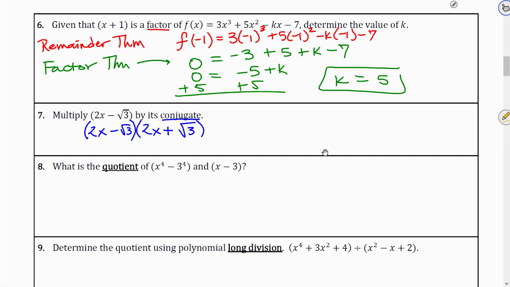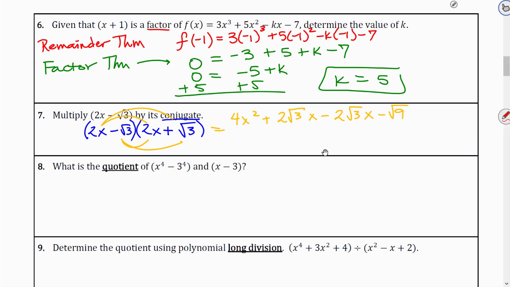I'm going to distribute. 2x times 2x is 4x squared. 2x times root 3 is plus 2 root 3x. Negative root 3 times 2x is minus 2 root 3x. And negative root 3 times positive root 3 is a negative root 9.